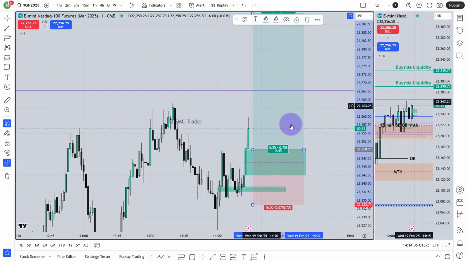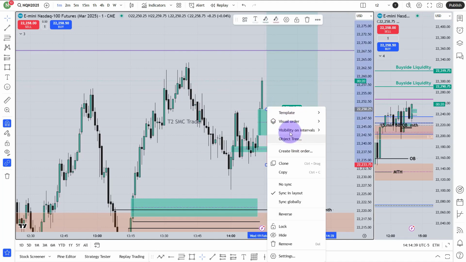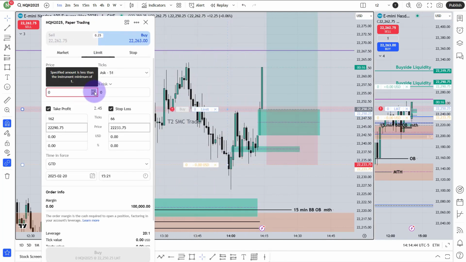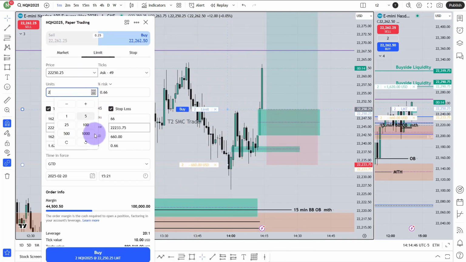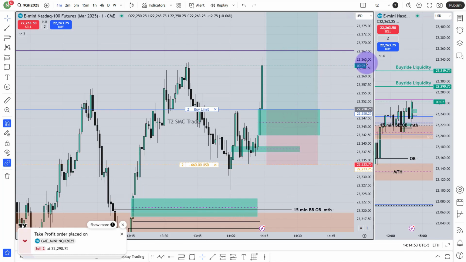In the meantime, I'll try to take a partial. So here from this gap, I'll try to take a buy, create a limit order. Plus 2. So let's wait and let me actually put it over there. Let's see.